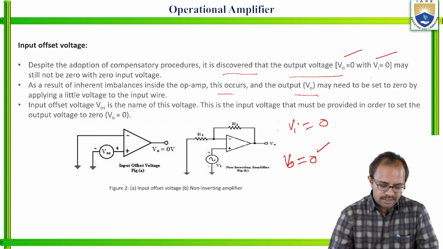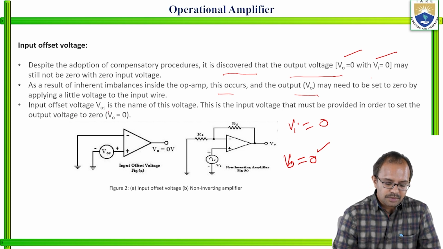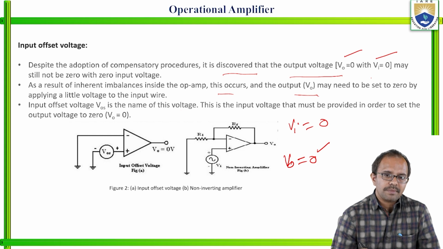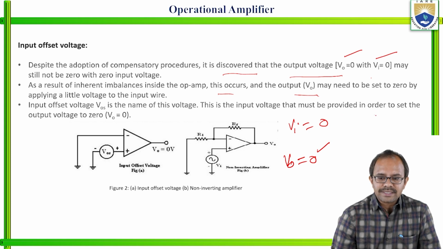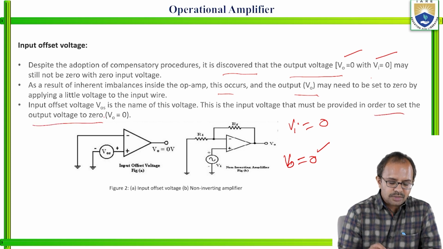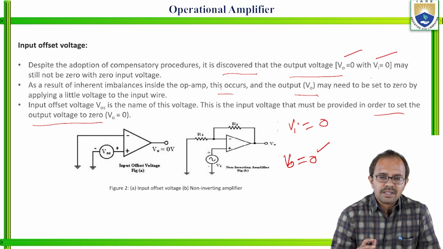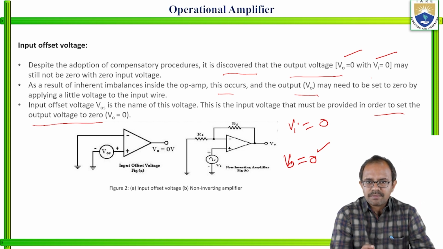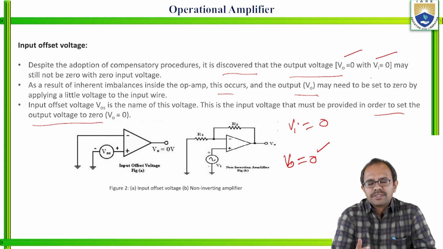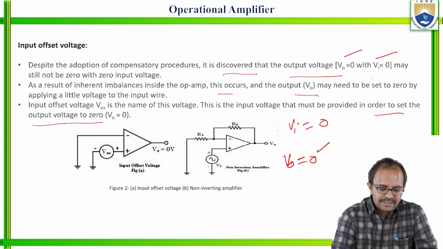Now, this is the challenge here, right? Input offset voltage, the name of this voltage. What is going to dominate here is the offset voltage. This is the input voltage that must be provided in order to set the output voltage to 0. That is called the offset voltage. So look at the name offset. Who is going to set off the output voltage to be 0? To achieve this, maintain this at a satisfactory level.